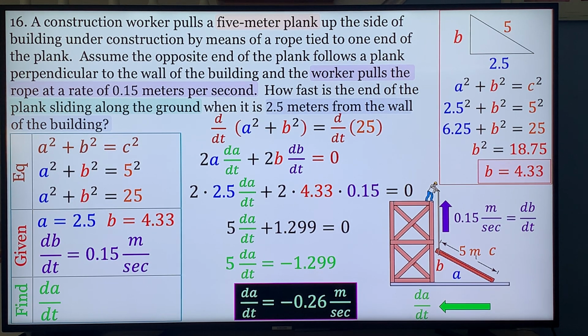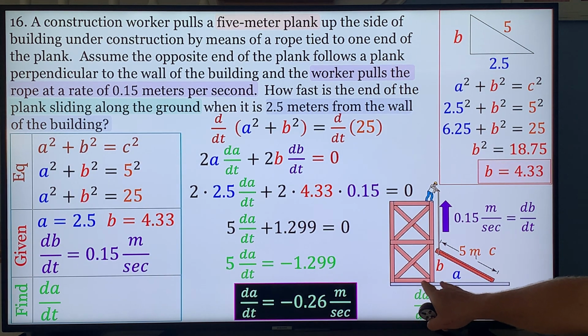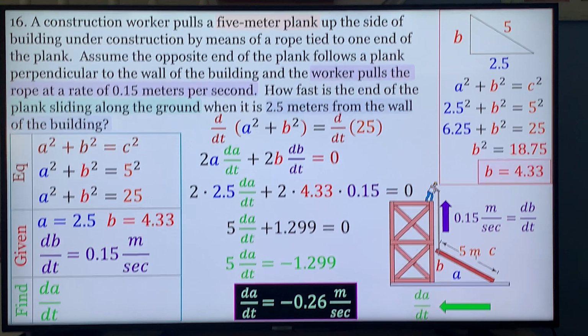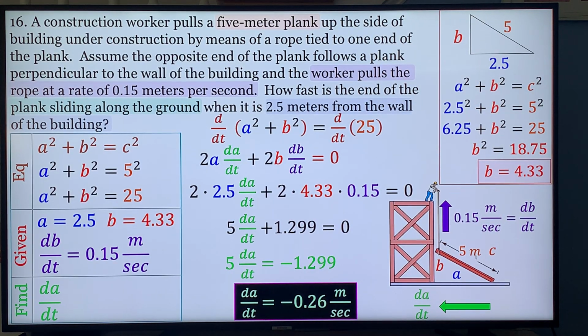Right? And the negative just means your A is shrinking at 0.26. Right? That was an easy one, right? Hopefully you haven't pulled out all your hair yet?